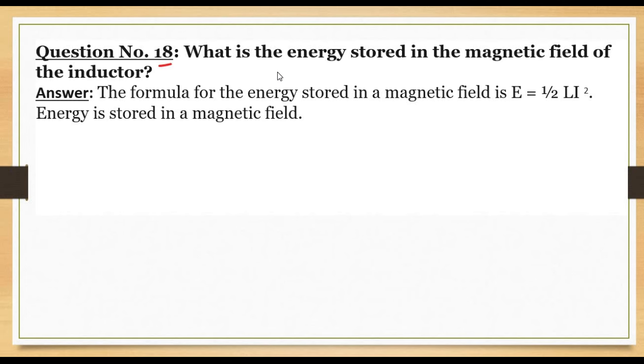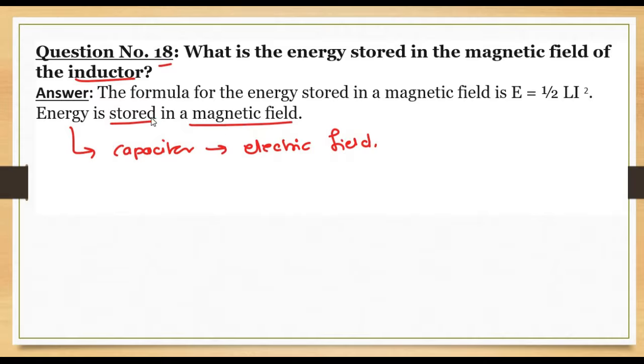Question number 18 is, what is the energy stored in the magnetic field of an inductor? Now the formula for energy stored in a magnetic field of an inductor is given as E equals half L i square, where energy in an inductor is stored in the form of magnetic field, while energy in a capacitor is stored in the form of electric field.